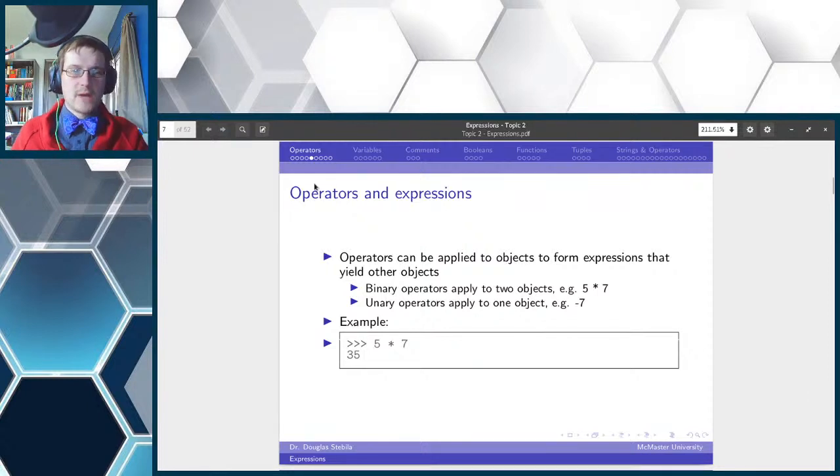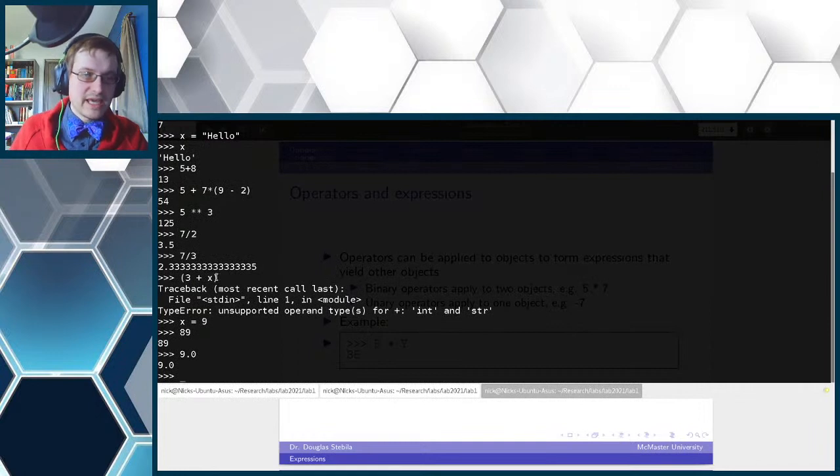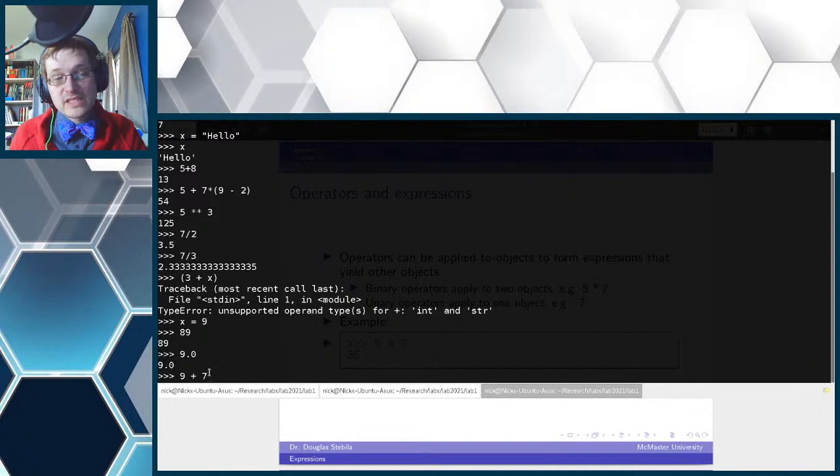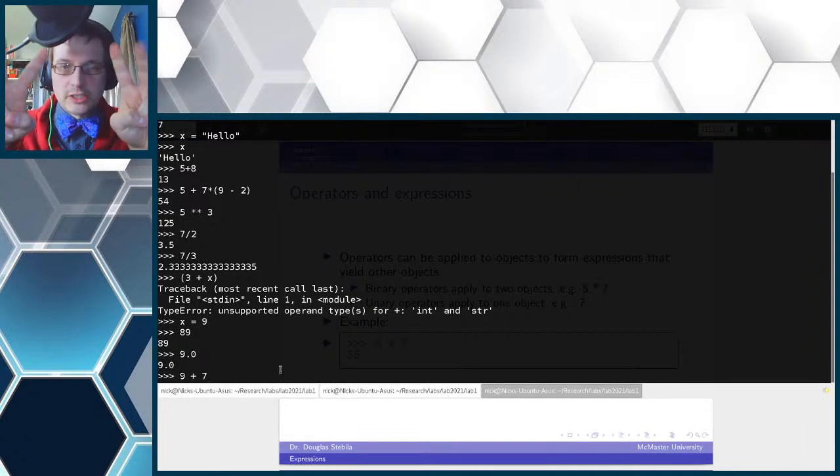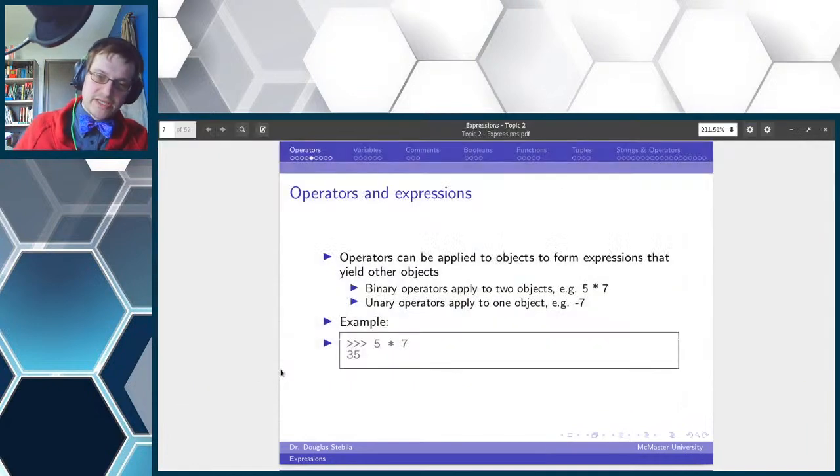So, operators and expressions. Operators can be applied to objects to form expressions that yield other objects. So, when I was saying things like 3 plus x, or 9 plus 7, the name for this compound object is an expression. Expression parsing is a very important thing in programming languages.